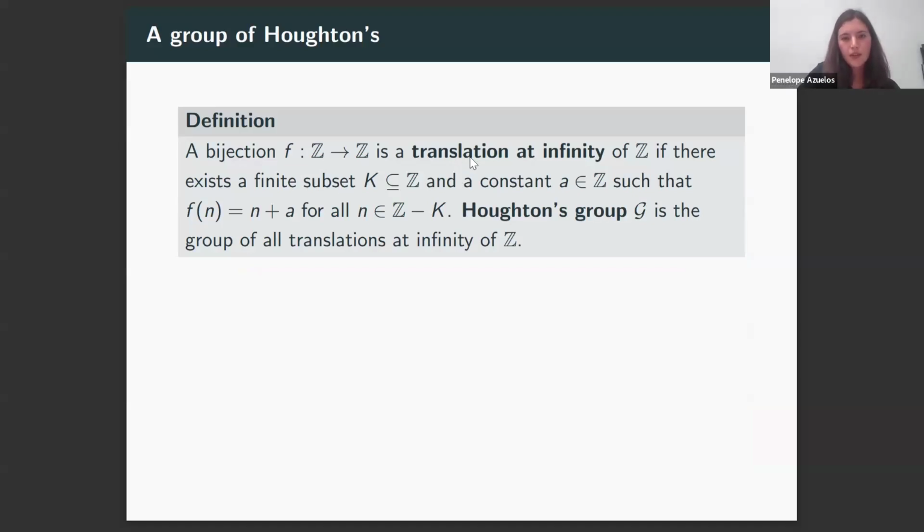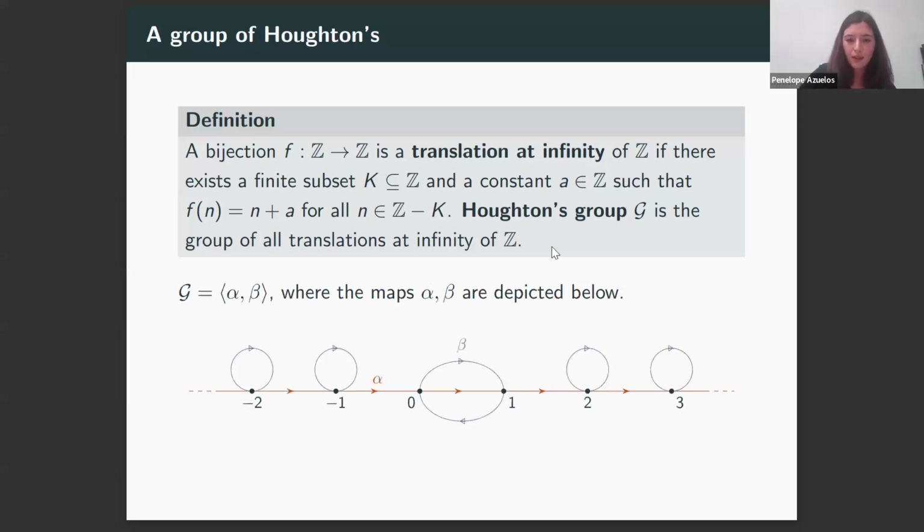And to define it, we start with translations at infinity of Z. These are bijections of the integers so that if you just ignore a finite subset, then it's a translation. And the group G is the group of all translations at infinity of the integers. So firstly, why should this be finitely generated? Well, a translation at infinity is just a translation of some length composed with some finitely supported permutation. And you can generate that with 2 generators.